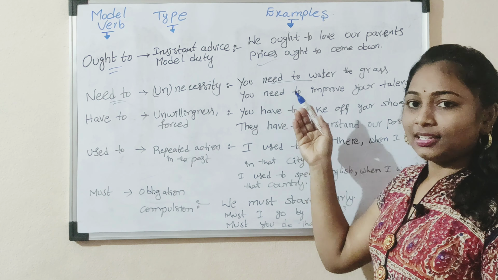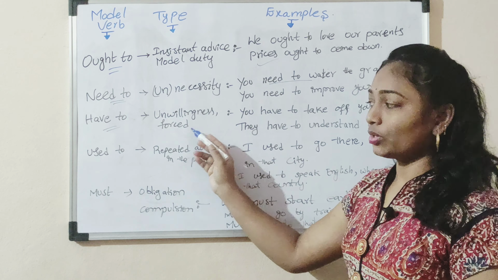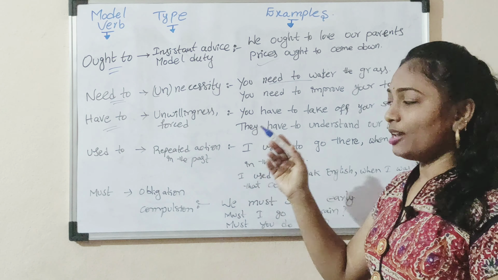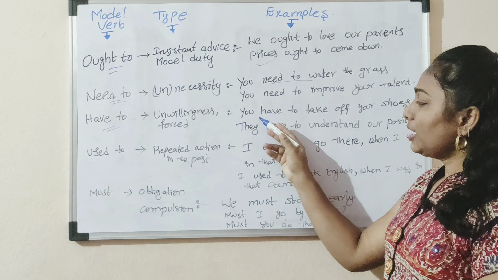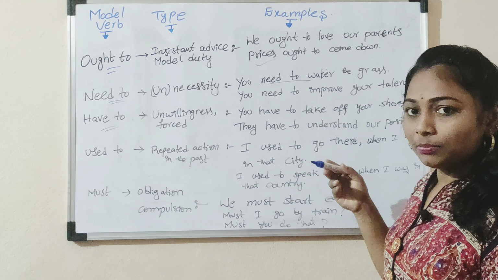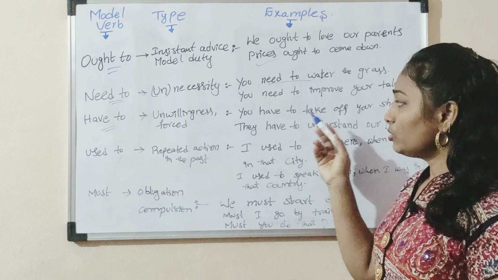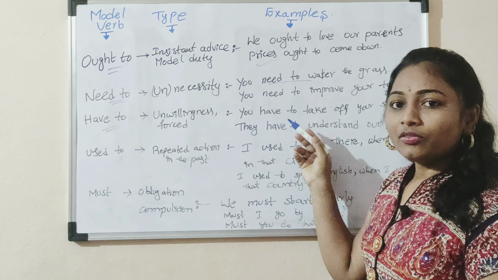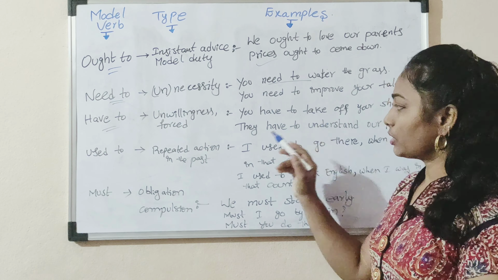Next we have have to. In situations of unwillingness and forced circumstances, you can use have to as a helping verb in our sentences. Here are the example sentences. You have to take off your shoes while going into a home, temples or mosques, and so on. You need to take off our shoes. They have to understand our situation. That is about have to.